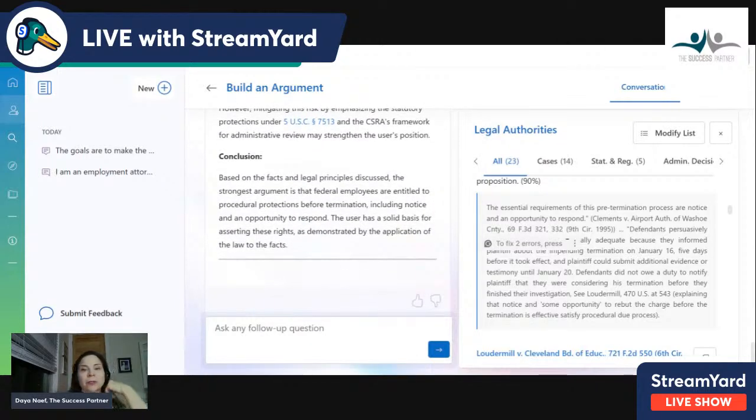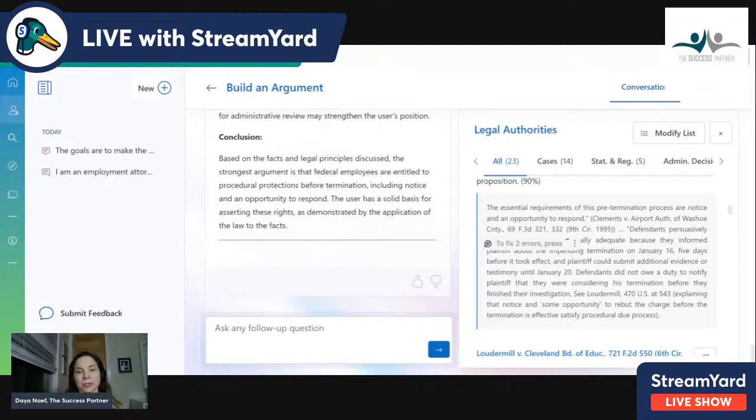Based on the facts and legal principles discussed, the strongest argument is that federal employees are entitled to procedural protections before termination, including notice and opportunity to respond. The user has a solid basis for asserting these rights as demonstrated by the application of the law to facts. So that's our argument.